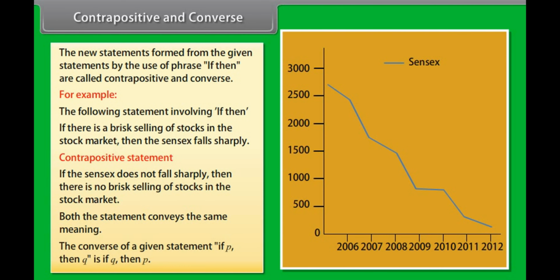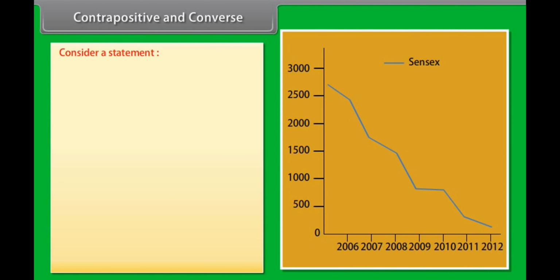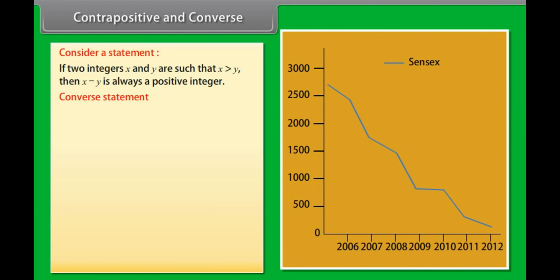The converse of a given statement, if P then Q, is if Q then P. Consider a statement: if two integers x and y are such that x greater than y, then x minus y is always a positive integer. The converse of this statement is, if two integers x and y are such that x minus y is always a positive integer, then x greater than y.